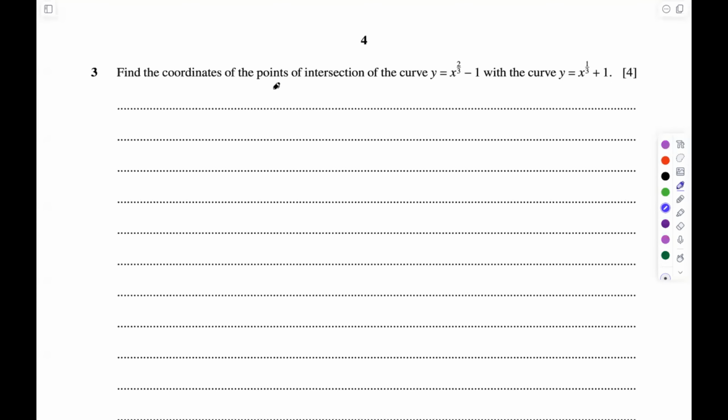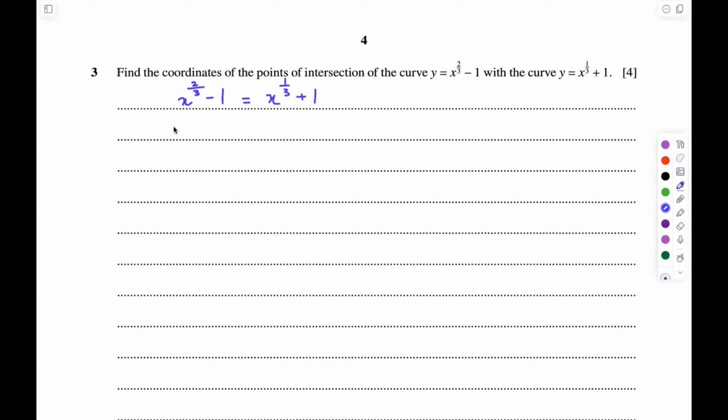Question 3, we have to find the coordinates of the points of intersection of the curve y equals x to the power 2 upon 3 minus 1 with the curve y equals x to the power 1 upon 3 plus 1. Now, to find the coordinates of the points of intersection, we solve the equations simultaneously. So we can write the first equation, x to the power 2 upon 3 minus 1, equals x to the power 1 upon 3 plus 1.